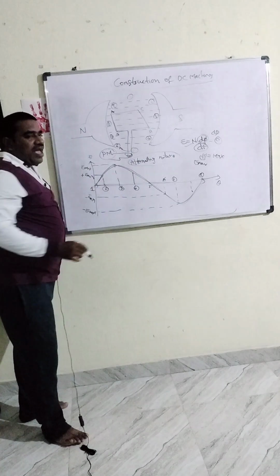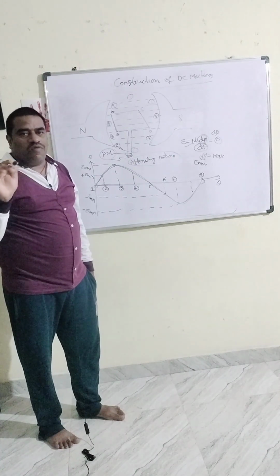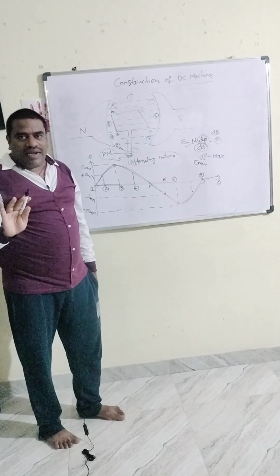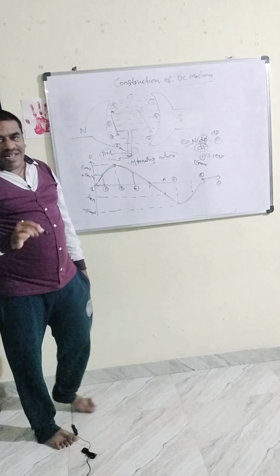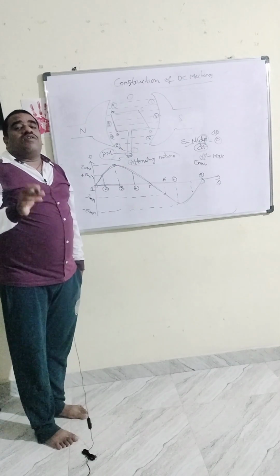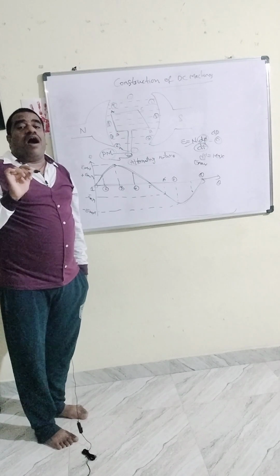At position number 5, again it is parallel to the plane. Again the amount of EMF will be 0 because no flux line is cut by the conductor. At position number 6, again small flux line will be cut by the conductor. So here a minimum amount of EMF will be induced, but that EMF is also negative EMF.